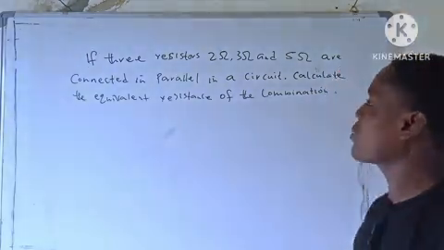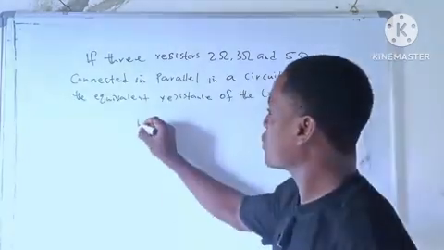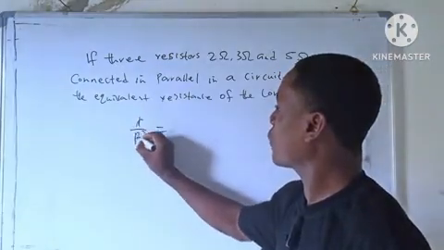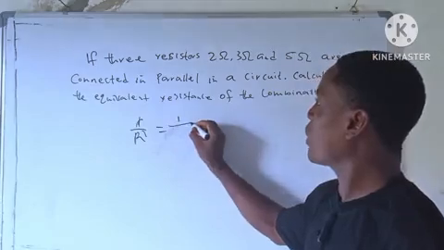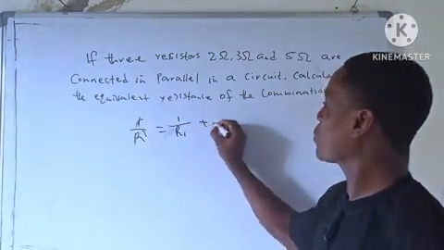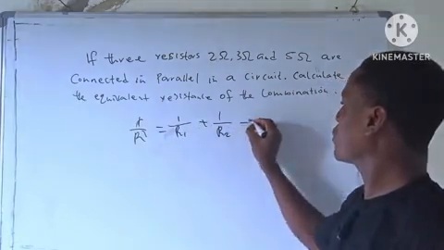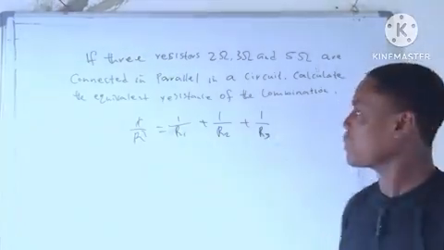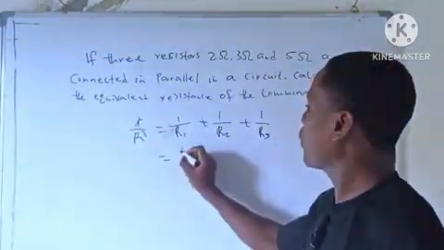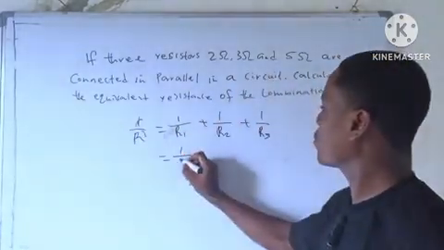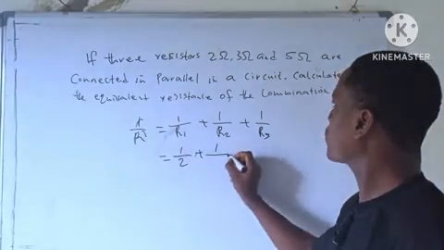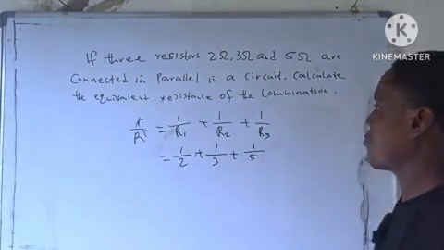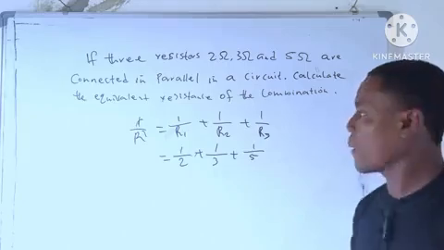Now they said we should calculate the equivalent resistance. So this is what we do, right? 1 all over R equals 1 all over the first resistor plus 1 all over the second, then the third one. Isn't it? So equals 1 over 2 plus 1 over 3 plus 1 over 5. Are you getting it?